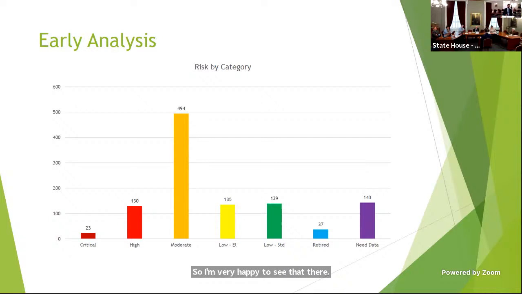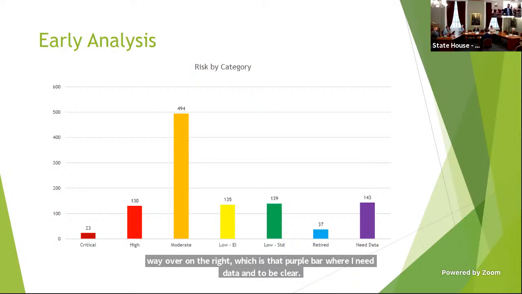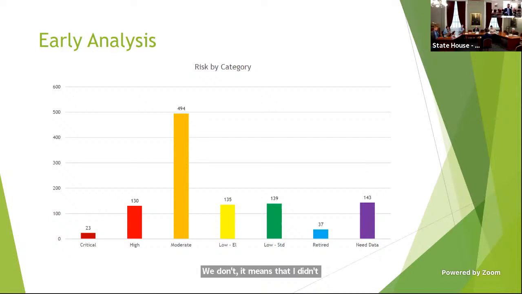One piece that I could call your attention to is all the way over on the right, that purple bar, where I need data. To be clear, it means that I didn't have enough data to score those applications. That could be simply missing one piece of information, because I wouldn't want to enter an incorrect score simply because I was waiting for refinement.